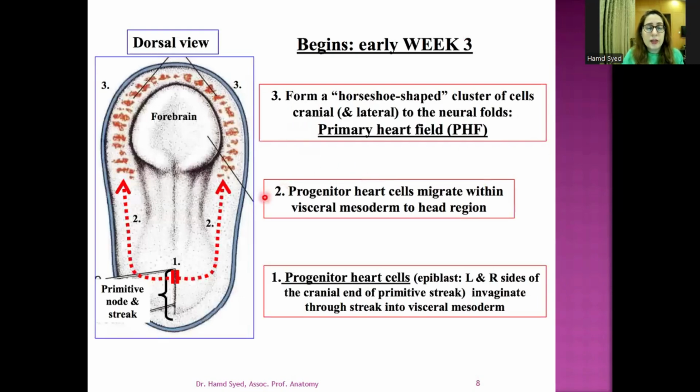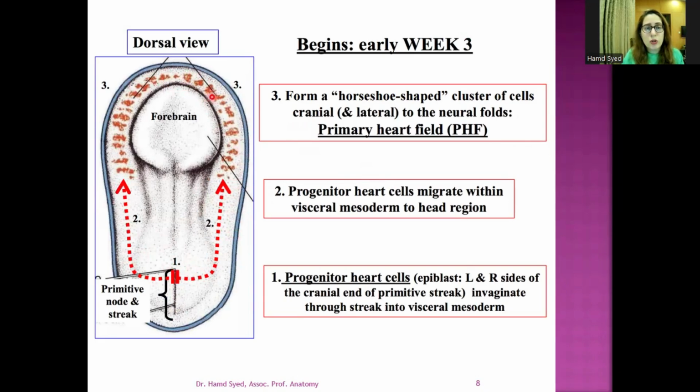Now, here we can see the primary heart field. Then again, this is a dorsal view of the slipper-shaped embryo, and we can see that these patches of red are actually showing us the cardiac progenitor cells, right? So they migrated from this caudal region where the primitive streak was present, and here this is their migration as they invaginated through the primitive streak into the visceral mesoderm. They are moving cranially on both sides, right and left, and then they are going to the head region.